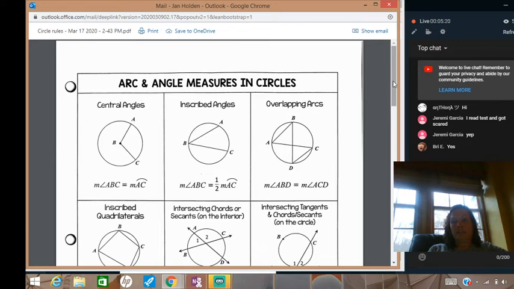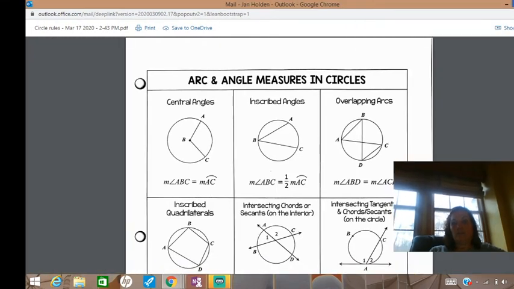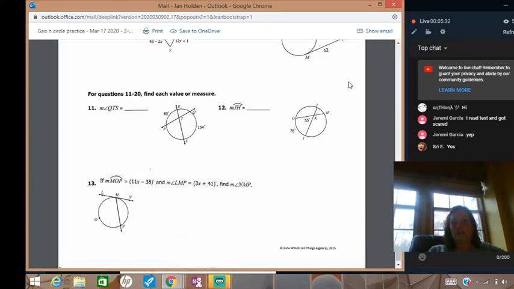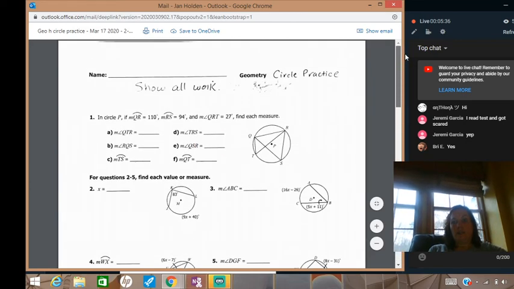I was just testing it out and showing you the 2 things. This is your angle and your arc. All these rules are on there. And then the paper, if you're just joining us, this is the circle practice that I wanted you to do, as well as the homework from lesson 8 and lesson 7.